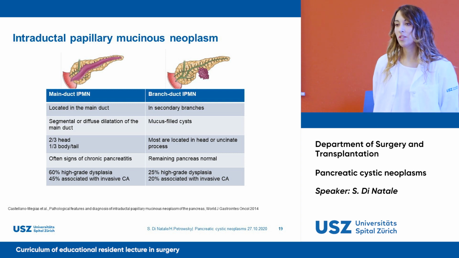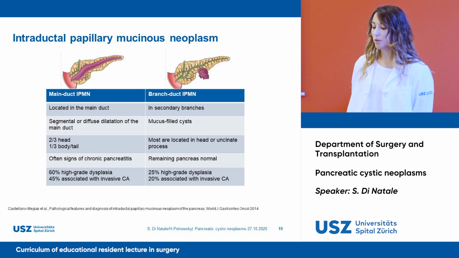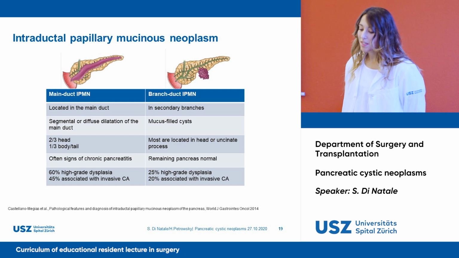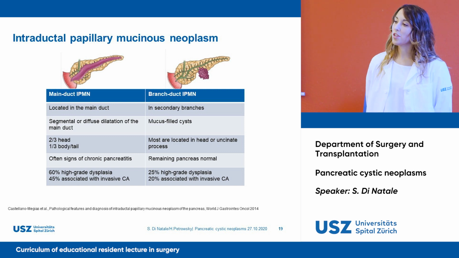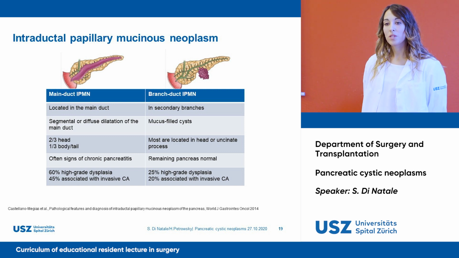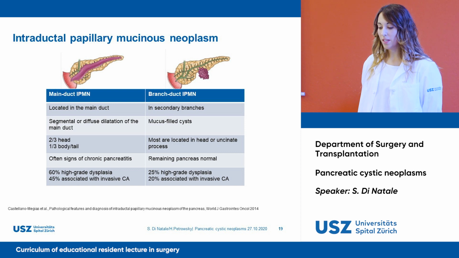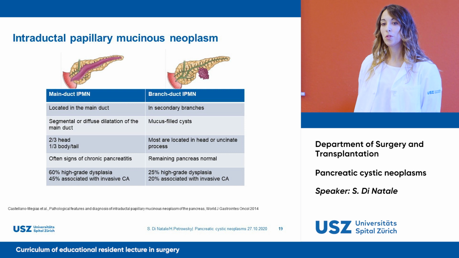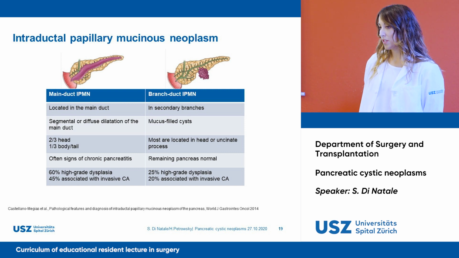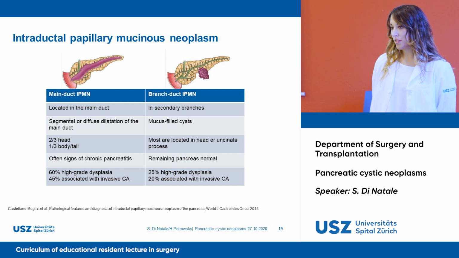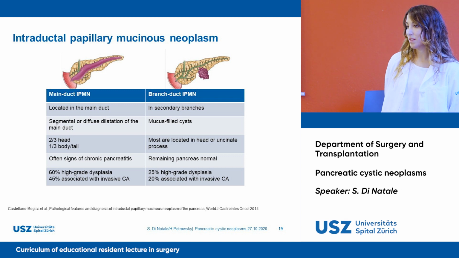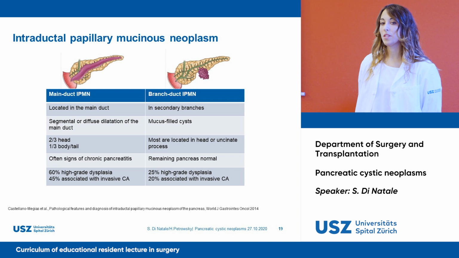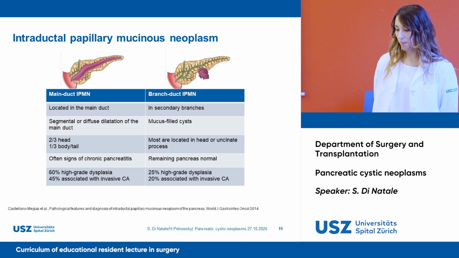As already mentioned, the main duct IPMN is located in the main duct and is characterized by segmental or diffuse dilatation of the main duct. Almost 70% occur in the pancreatic head, and the pancreatic tissue often shows signs of a chronic pancreatitis. 60% of the main duct IPMNs are associated with high-grade dysplasia and 45% with invasive carcinoma.